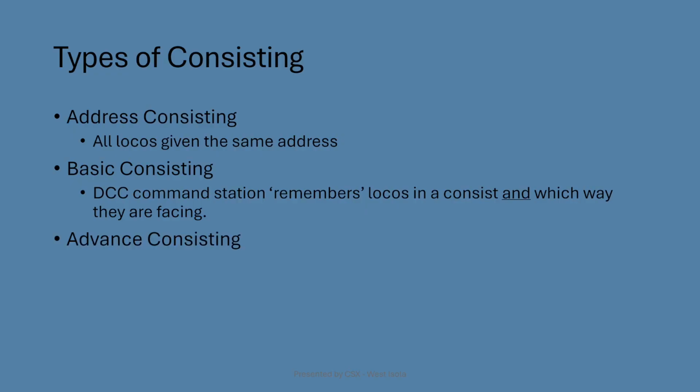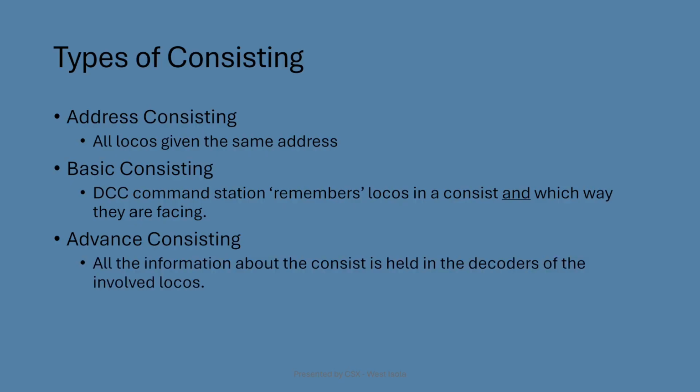The one we're going to be looking at, and the one I suggest is probably the best, well, it is the best way of doing it, is a thing called advanced consisting. And this is where all the information about the consist is held in the decoders of the involved locos. So instead of having the command station remember or setting them up all the same, we just go in to each loco and give it information about the consist on there. So for example, the loco now has 2 addresses. It has its own unique address, usually, as I say, the cab number on it, and then it will also have a consist address.